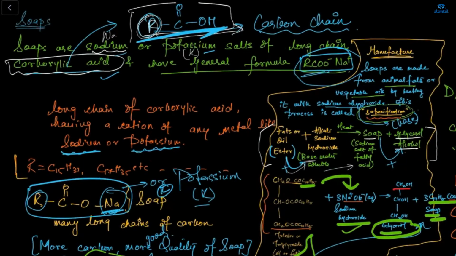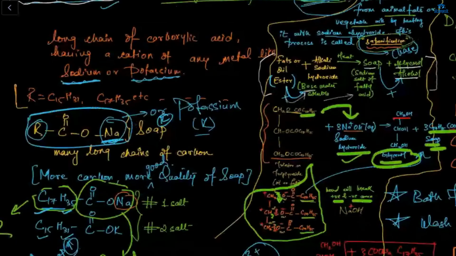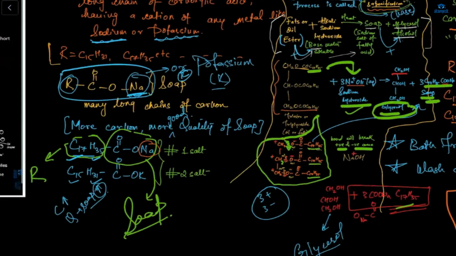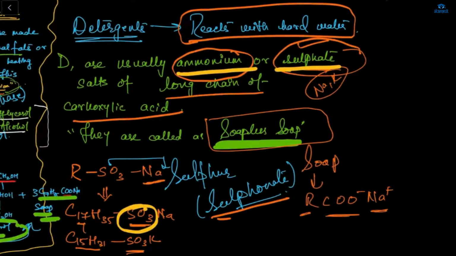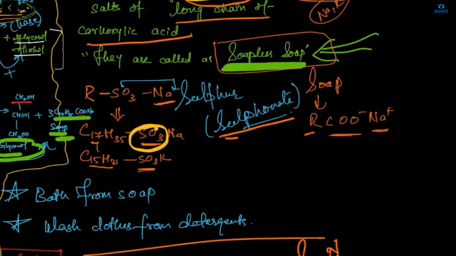What is soap? Soap is a sodium or potassium salt of a long chain carboxylic acid. This is your carboxylic acid, and R is a long chain of carbon. For soap, we always use sodium or potassium. Always remember, if the carbon chain is longer, then you will have a good quality of soap. For detergent, we always use ammonia and sulfate, and this is also known as soapless soap. And this is the general formula of your detergent.